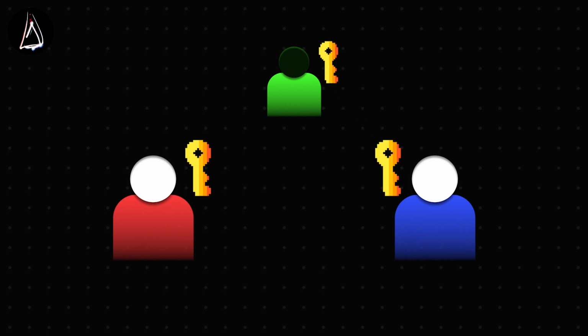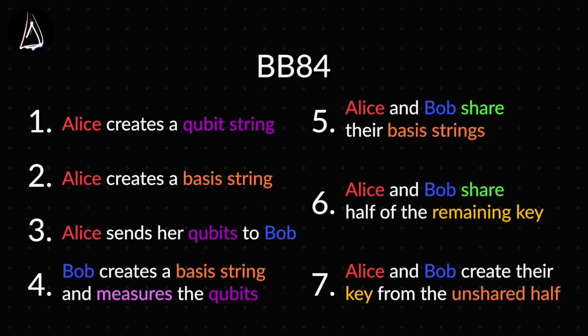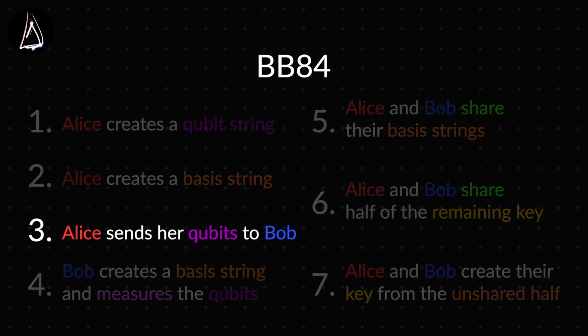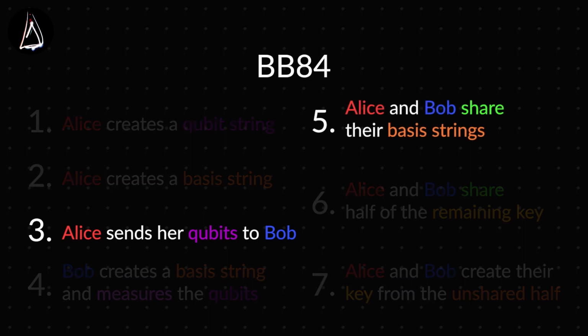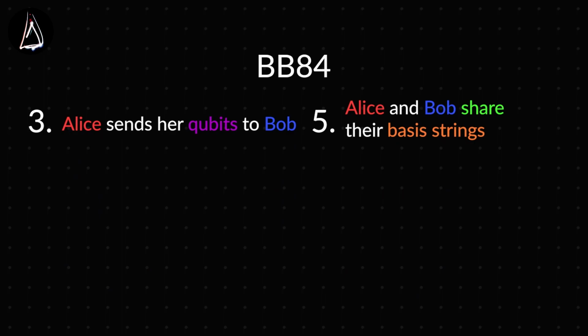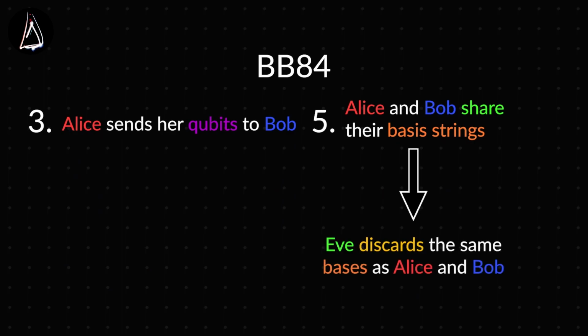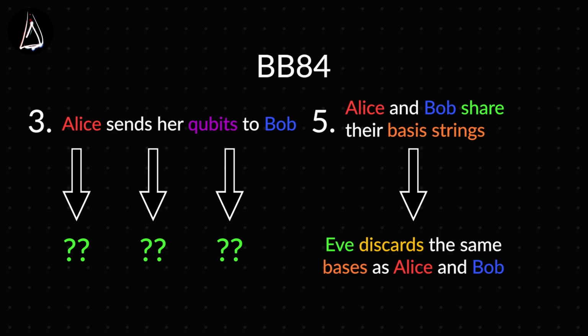Say an eavesdropper, Eve, is attempting to get a copy of Alice and Bob's key. There are 2 points Eve could exploit to get information about the key. The first point is the qubit transmission from Alice to Bob. The second is when they share basis information. In each attack, Eve uses the basis information to discard the same bits that Alice and Bob do during step 5. The only difference between all these attacks is how Eve intervenes during qubit transmission.